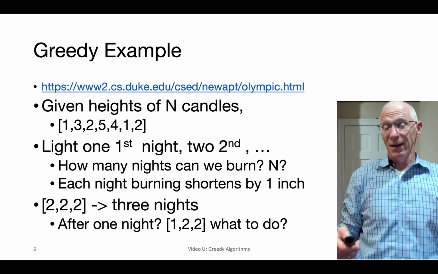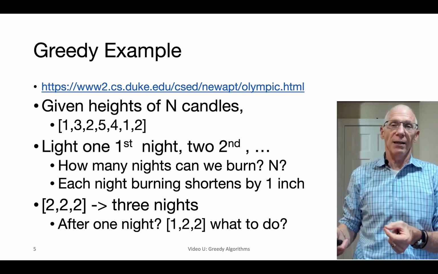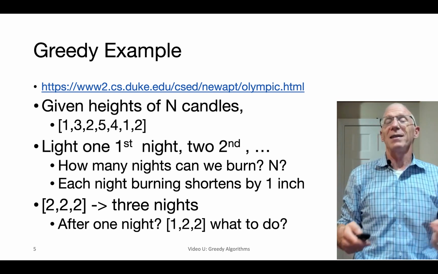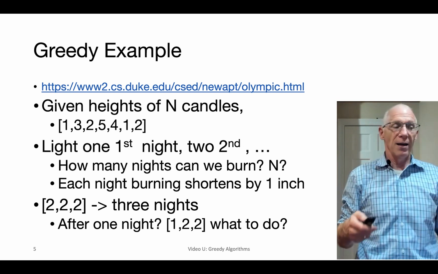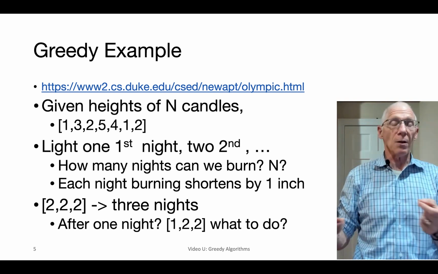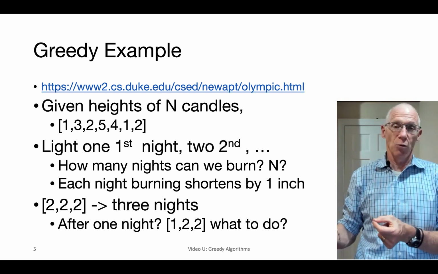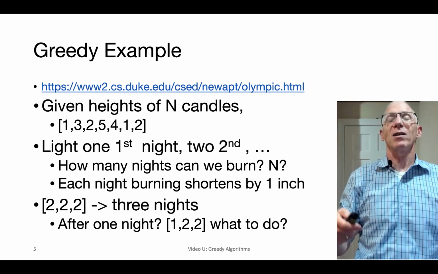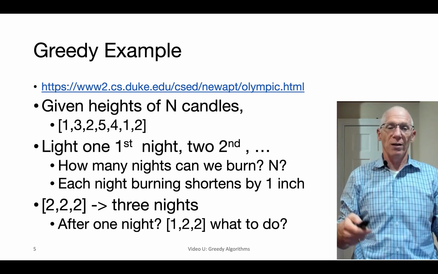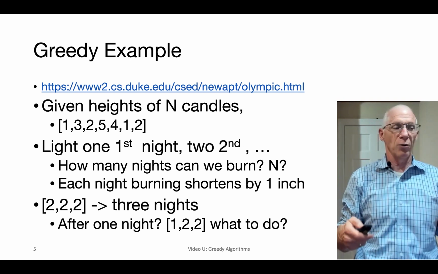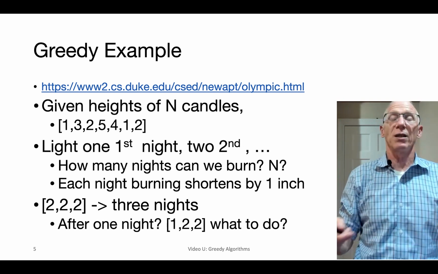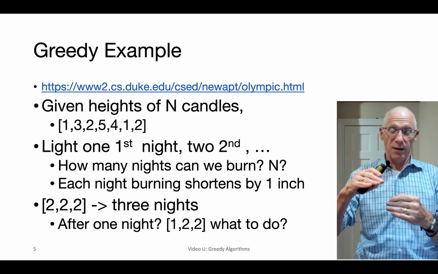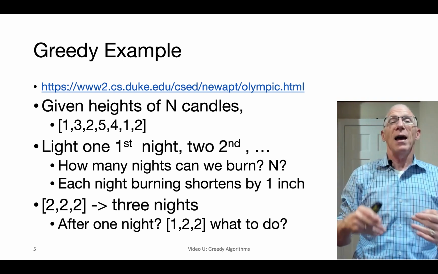I'm going to discuss an example that you'll see in a later APT, which is the Olympic candle example. In this problem, which is a standard APT that we do in 201, and you can see the URL here, you are given the heights of n candles. So in the example shown here, we have 1, 3, 2, 5, 4, 1, 2. Those are different candle heights. Candle heights are given in inches.